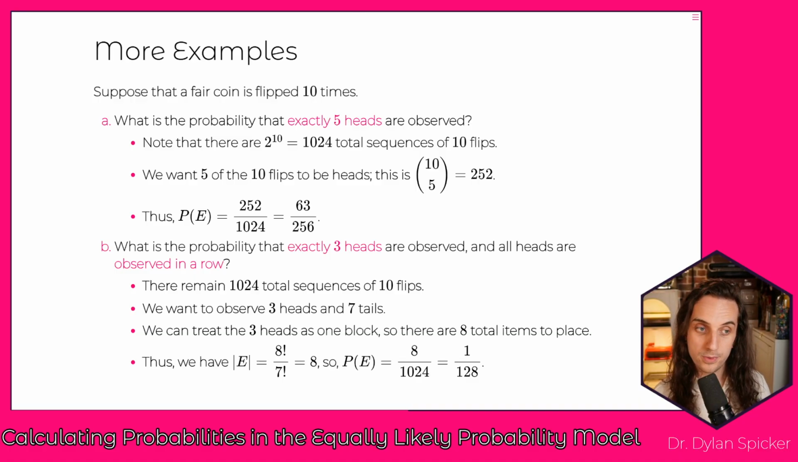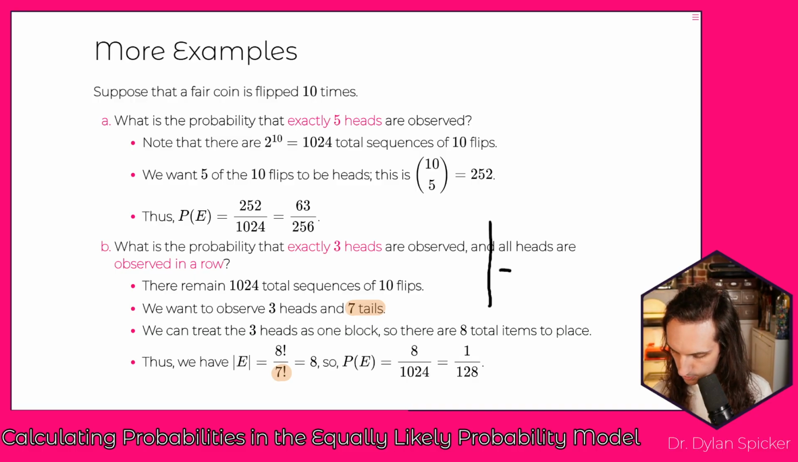But then what do we have to do? We have to divide that by 7 factorial. And why are we dividing by 7 factorial? Well, we have 7 tails, right? So what we're thinking about here, sort of graphically, I'll try to sketch it over in this area over here, right? So we have our heads, which we're going to group together as 3 heads all as 1, right? And then we have our 7 tails.